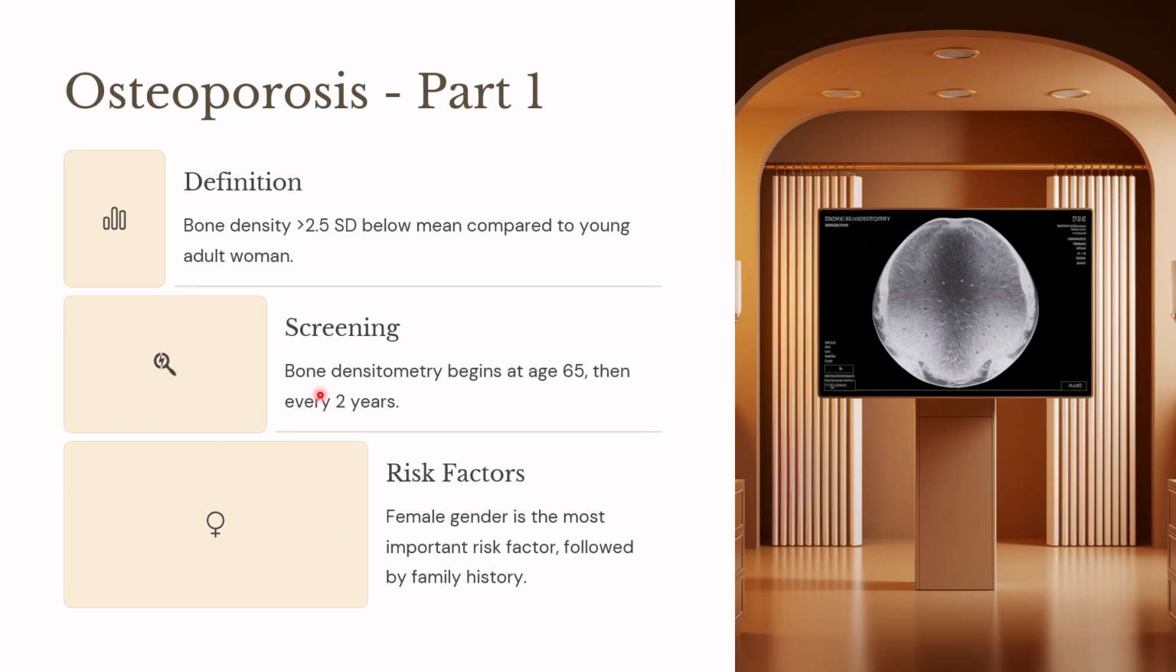So the question might ask you to choose between female gender and age as the most important risk factor. In that case, we have to choose female gender. Similarly, if they ask you to choose between family history and age, then family history is the most important risk factor. Black race, which ethnicity is protective against osteoporosis? Black race is protective against osteoporosis.